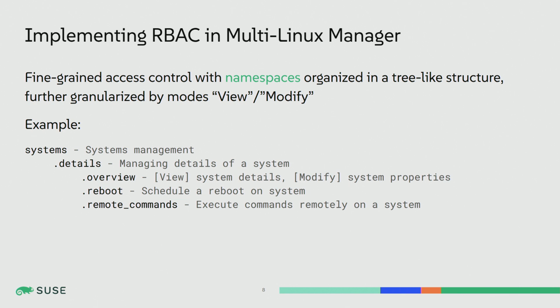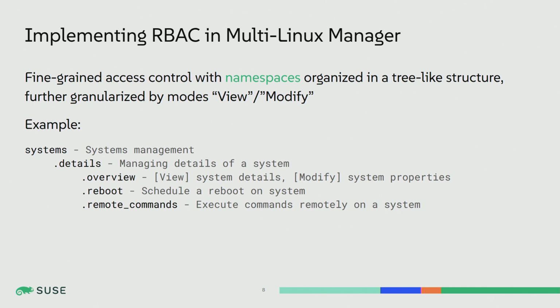Here in the example, the second level is details, which controls access for managing details of a system. When you go to the third level, there are three different namespaces: overview, reboot, and remote commands. Connecting those levels, systems.details.overview makes up one namespace. Systems.details.reboot is another namespace. So you can play around with all these namespaces and make a collection, a user group, so you can control access with those groups.